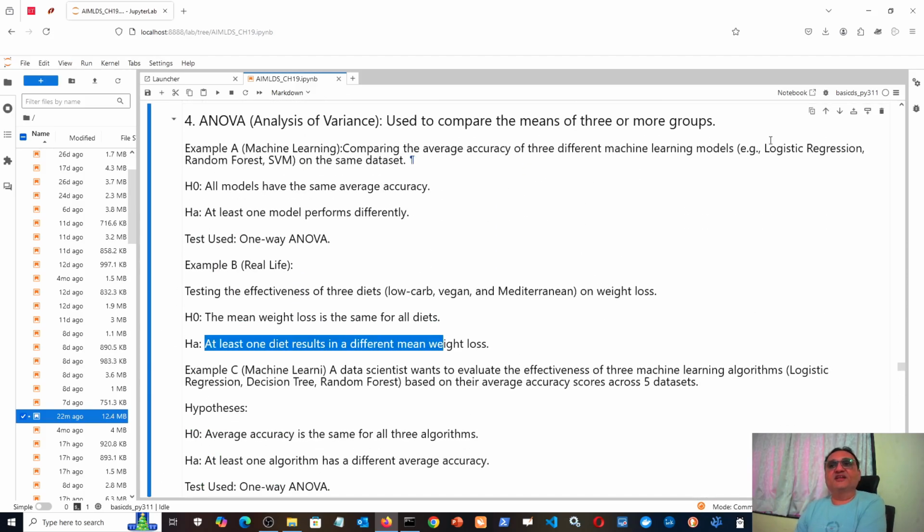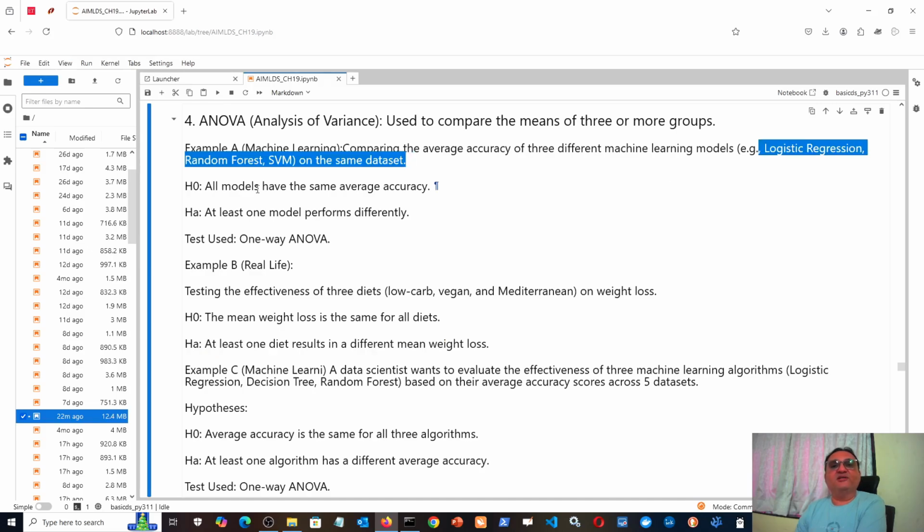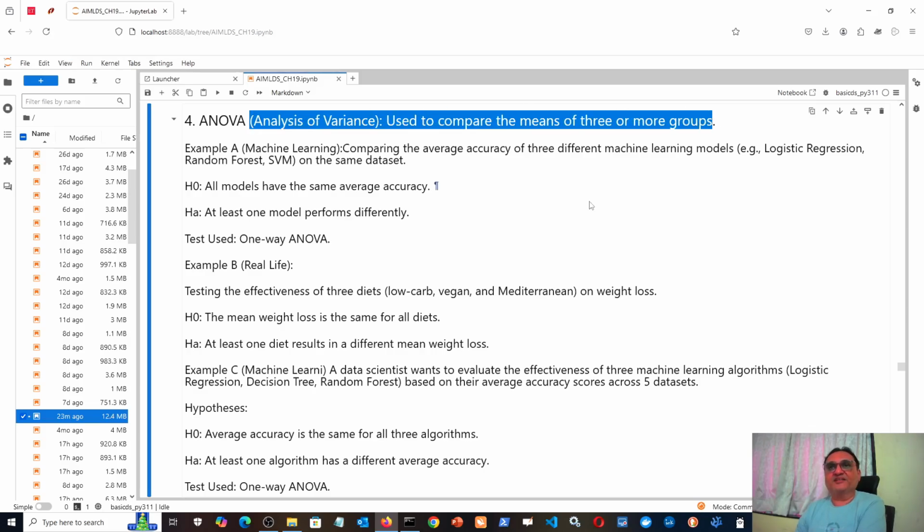And here also 3 algorithms are taken, but you can take 5 algorithms or 20 algorithms. ANOVA has no limit on how many groups you can compare, 3 or more, right?